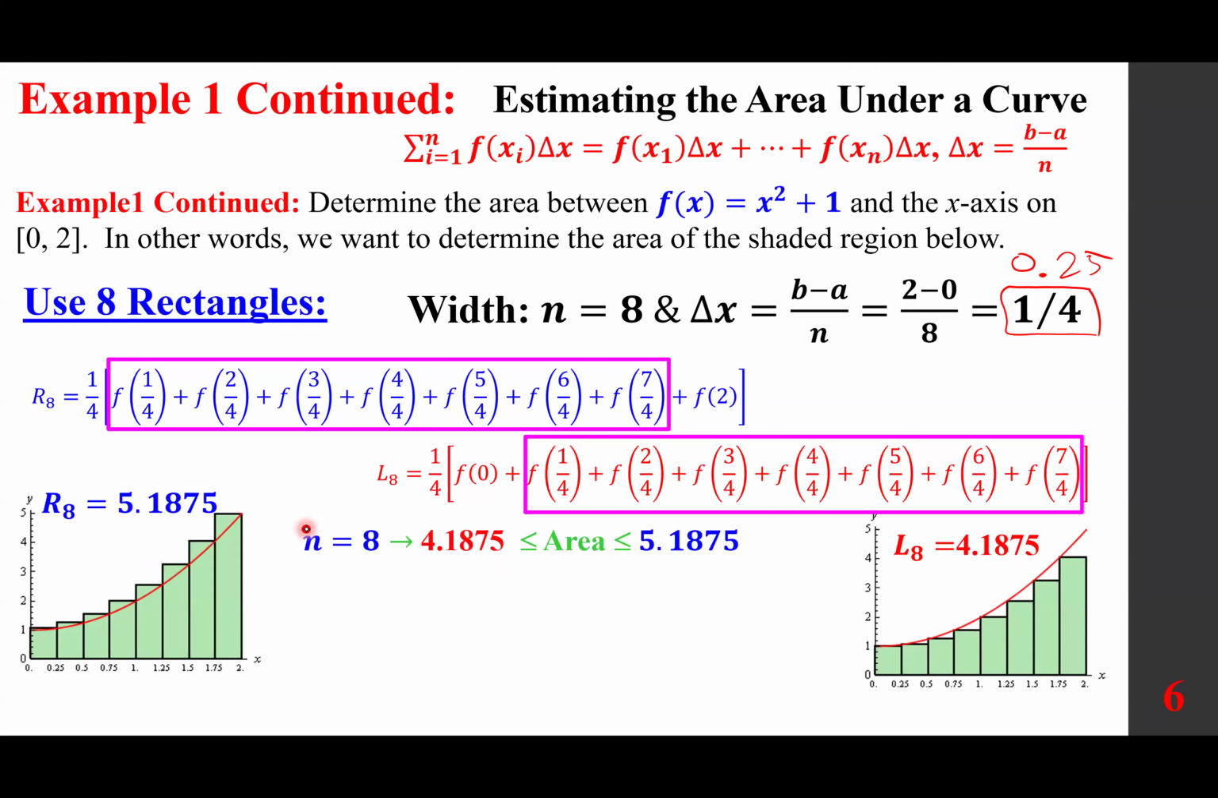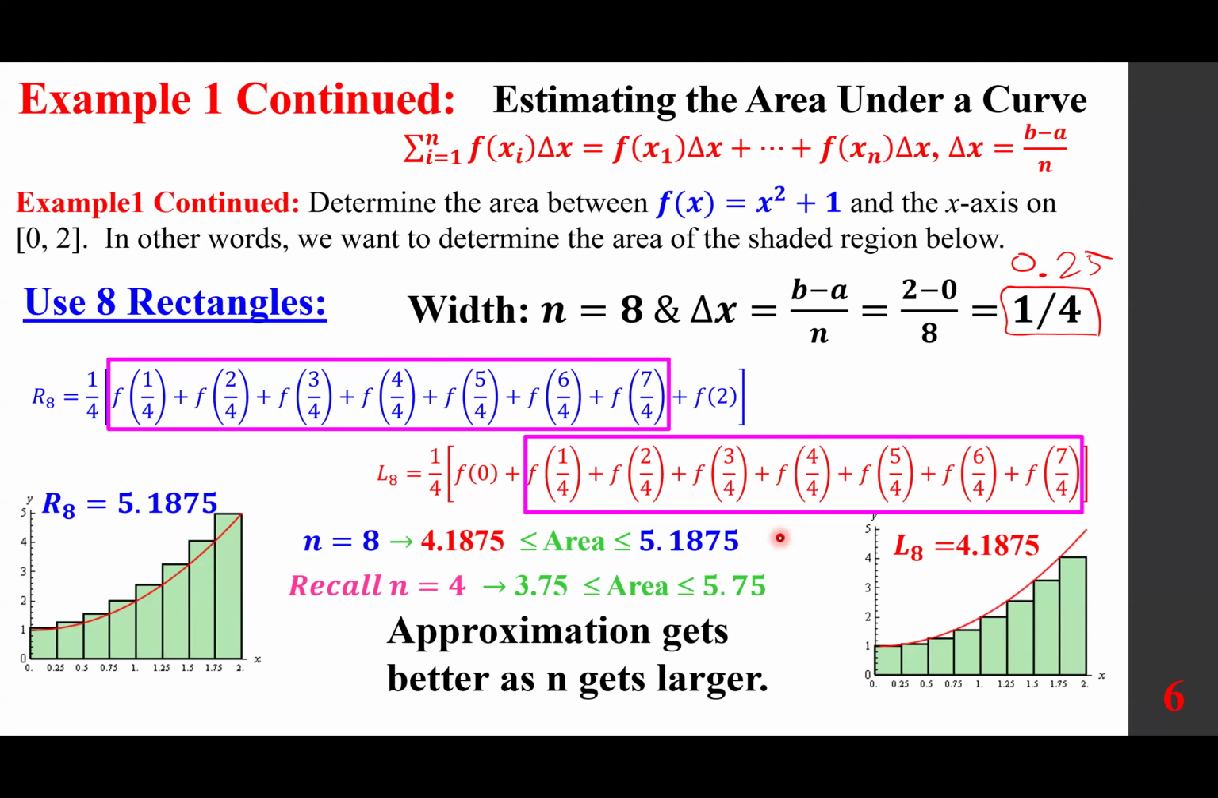Notice the area when n is 8 is between these two numbers that have a difference of 1. Going back to 4, remember, it is between these two numbers with a difference of 2. Clearly, the approximation gets better as n gets larger. That's one observation. In fact, for the same question, if you go with n equals 20, they become extremely close. In some instances, they just say, continue with this process until the difference between the two is within a decimal or two or so.